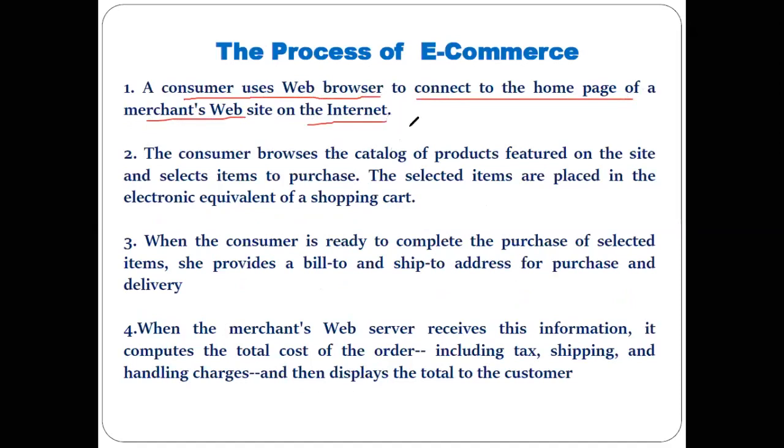First you open, that is nothing but opening the website of Amazon. Then the consumer browses the catalog product features on the site and selects the item to purchase. Then you search on that Amazon website. Suppose you want to buy a mobile, you type Redmi with a certain version, etc. Correct? Then you select that item.